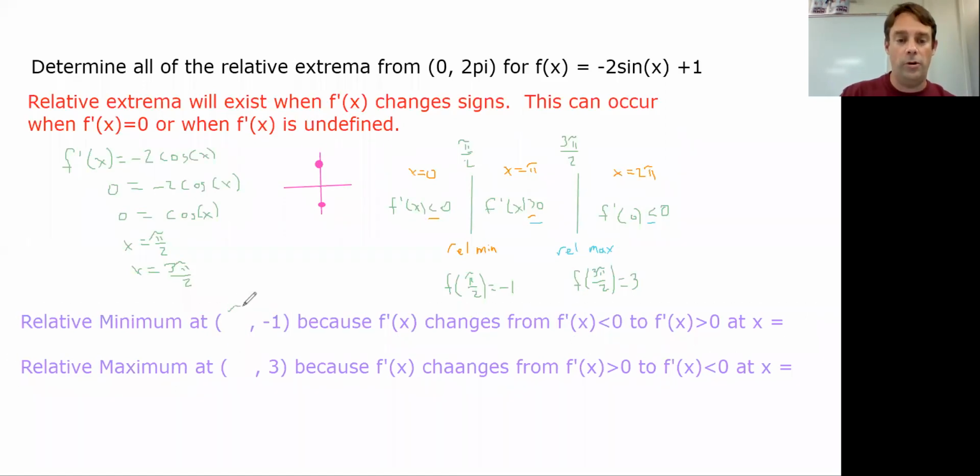So we had pi over 2 here. That's the wrong color. There we go. And we had a 3 pi over 2 here.